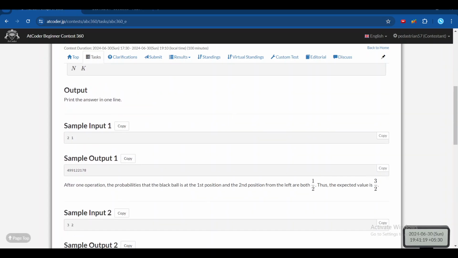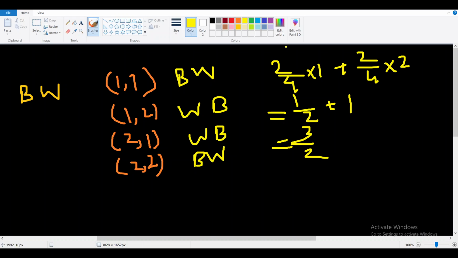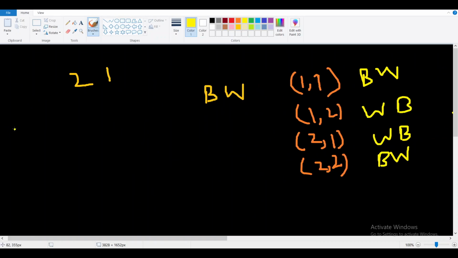Now, after seeing this example, you might think that after doing one operation, the probability of the ball being at any index is the same, half. I also thought that after seeing this example, and I thought that the problem is quite straightforward. But no, if we change the number of balls from 2 to 3, the answer will differ by a lot.